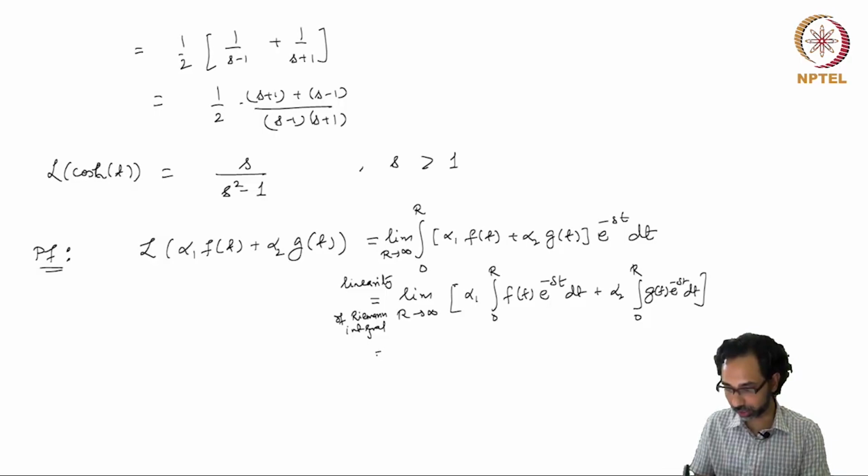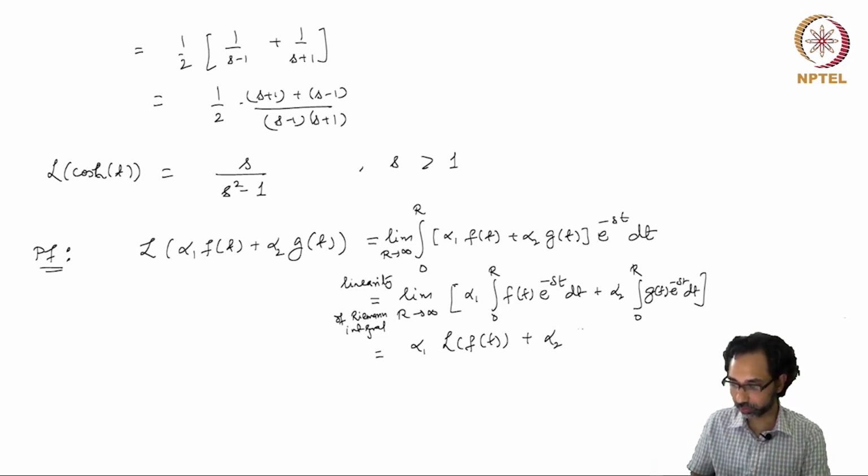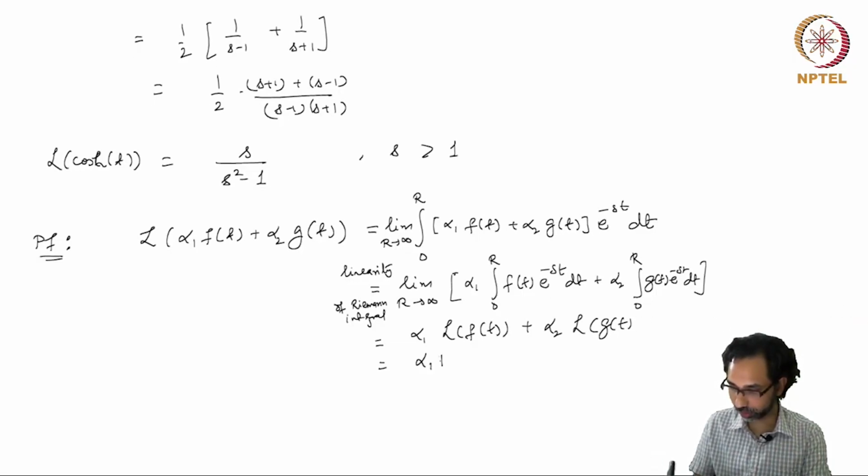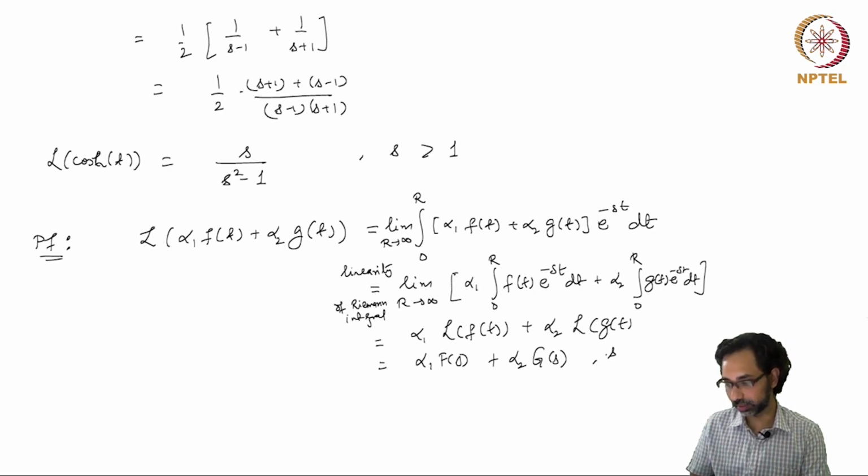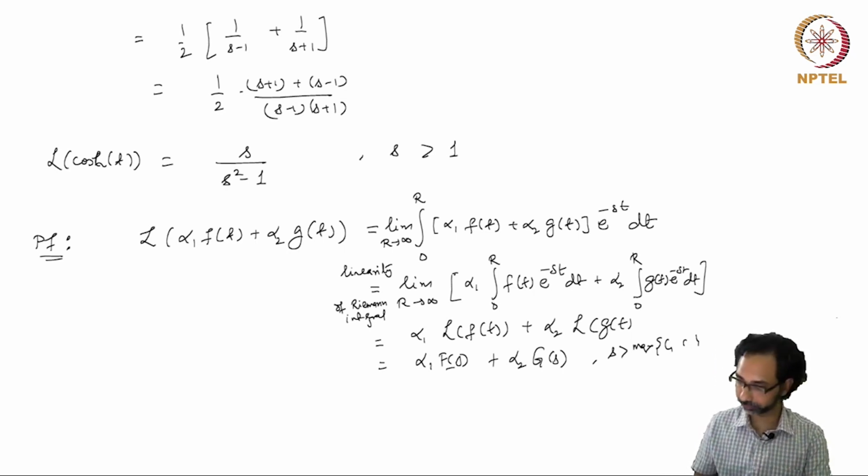And now you can take the limit inside and you get easily alpha 1 times the Laplace transform of f t plus alpha 2 times the Laplace transform of g t, which is given by alpha 1 F s plus alpha 2 G s, and this is for s greater than the maximum of C1 and C2, where we assume that capital F s is defined for s greater than C1 and capital G s is defined for s greater than C2. So this is a very easy proof.